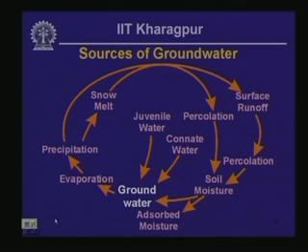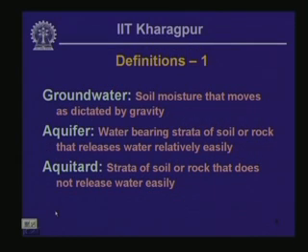Okay, with that stated, we can move on to a few definitions. Now, what is meant by groundwater then? So groundwater is essentially a portion of soil moisture that moves relatively easily as dictated by gravity.